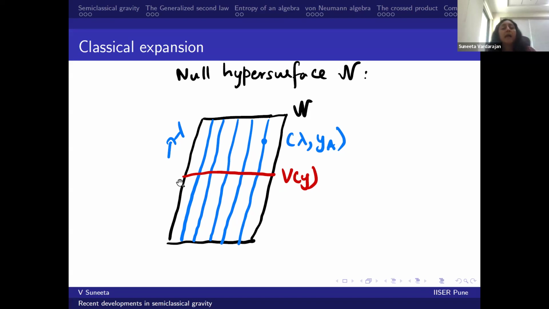Okay. And the red line that I have drawn here is a slice of the null hypersurface. The slice is given by the equation lambda equals v of y. So the slice I call the v of y slice. Basically, it is the surface which is given by lambda equals v of y, where lambda is the coordinate along the blue lines. Now, these blue lines are all null geodesics.